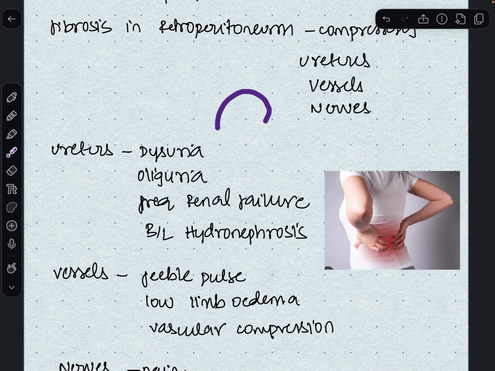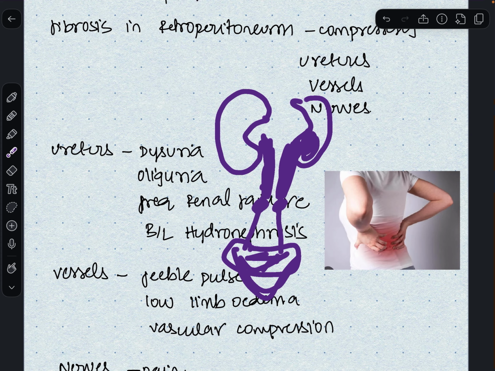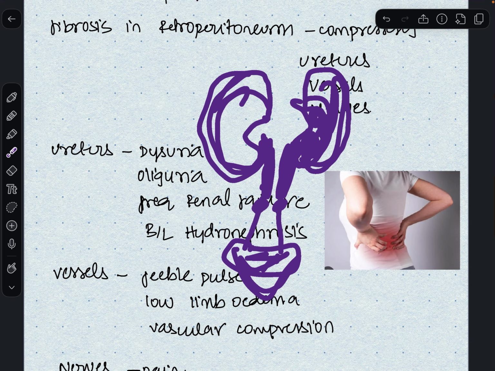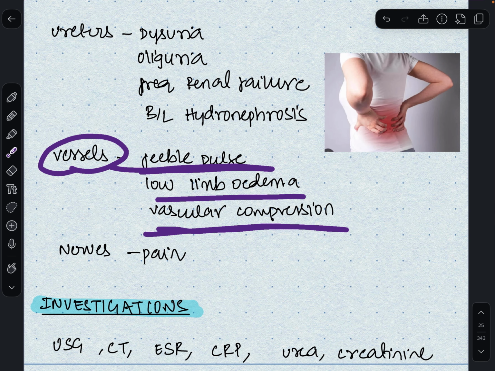So what happens? Suppose this is a kidney, right? And these are the ureters. In case of compression of these ureters, the urine won't be passing to the bladder, right? So there will be urine which is collecting up above the ureters and it eventually fills the kidneys. So this condition is called hydronephrosis. So bilateral hydronephrosis can be seen here. So coming to the vessels, on compression of the vessels you can see this feeble pulse and lower limb edema and the vascular compression. And if the nerves are getting compressed, it can lead to pain.